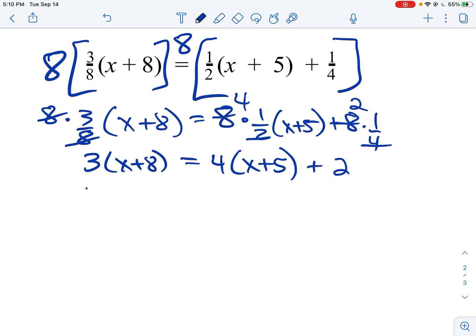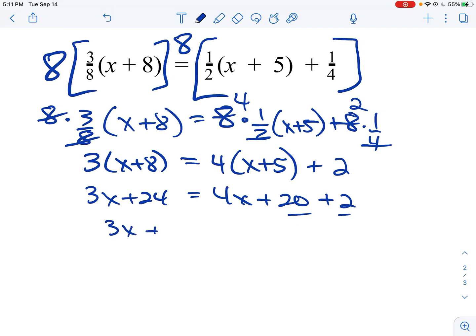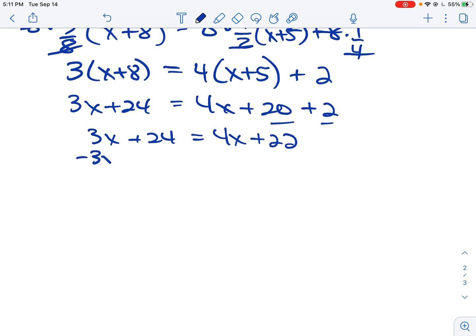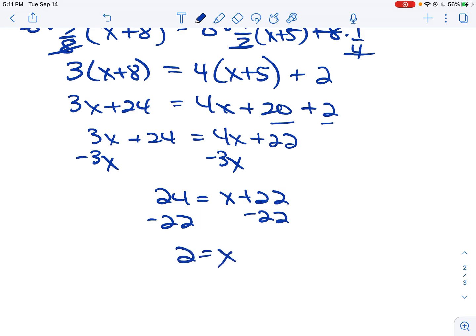I multiply through, so that's 3x plus 24 equals 4x plus 20 plus 2. Combine like terms. I get 3x plus 24 equals 4x plus 22. I subtract the 3x to the other side. I get 24 equals x plus 22. I subtract the 22, and I get 2 is equal to x.